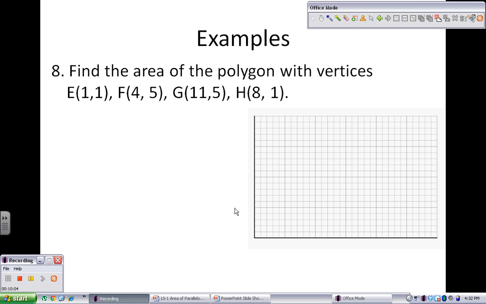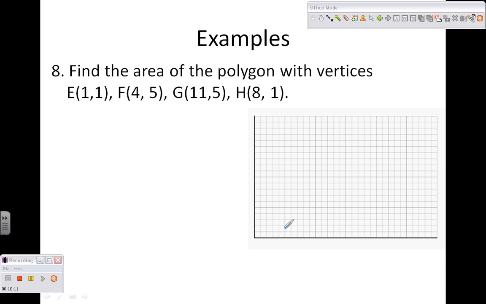One more problem to go through. Now we're going to use a coordinate plane. We want to find the area of the polygon with the following vertices. So as I'm sure you're aware, we're going to start by graphing, and I'm going to graph here's point E, and then we're going to have point F, and point G, and point H. It's at 8, 1.